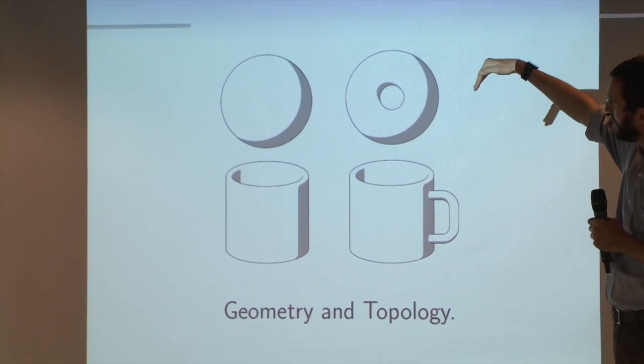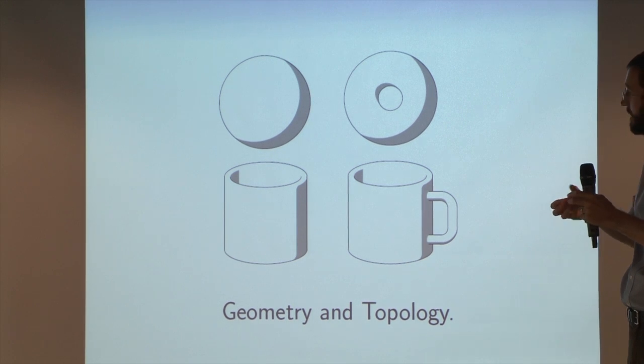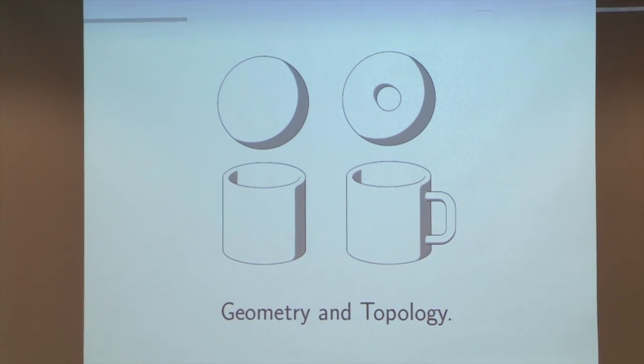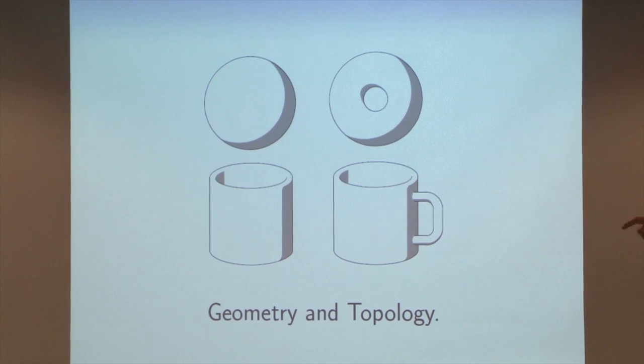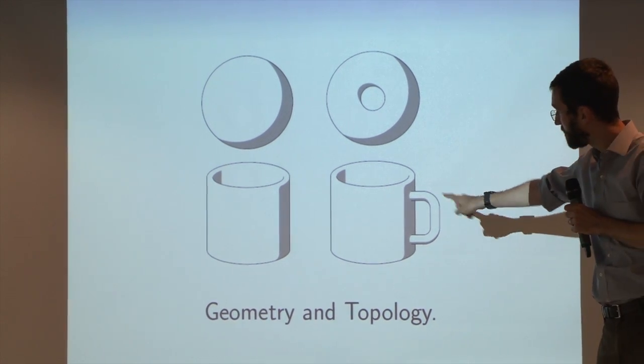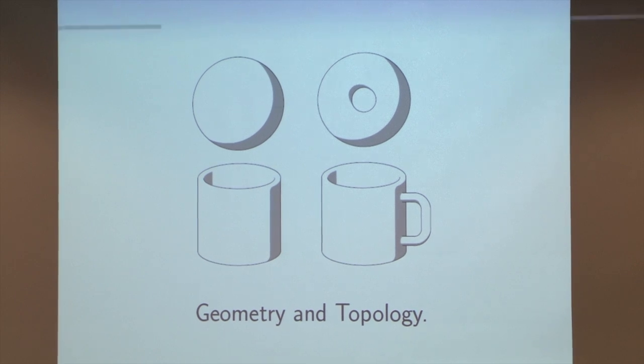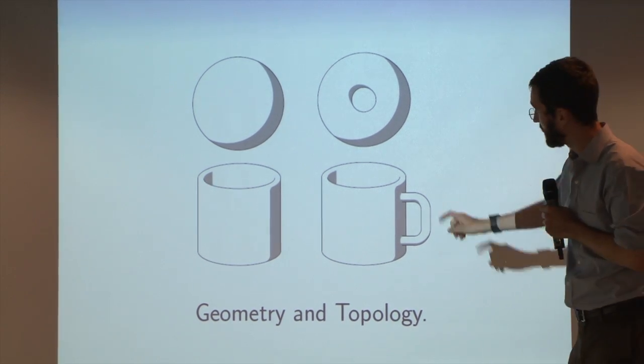If you make an indentation on top of the ball, this is the way you make something out of clay. This is the way you might make that mug, right? You can make an indentation and turn it into the mug. But the donut is different, right, because there's this hole right there.